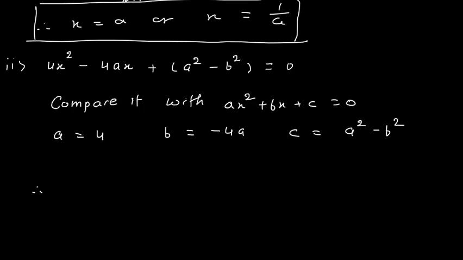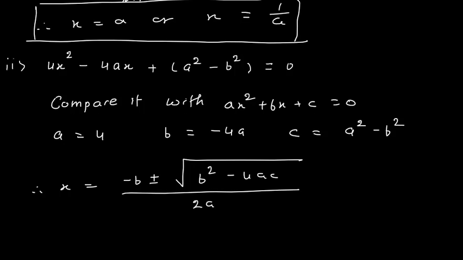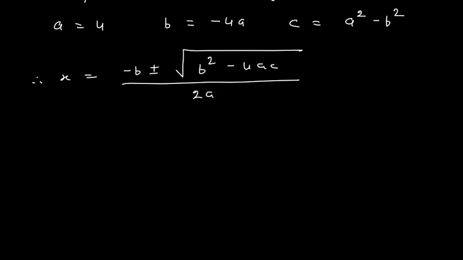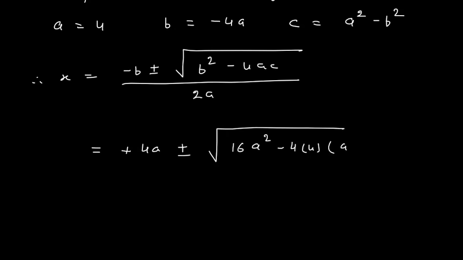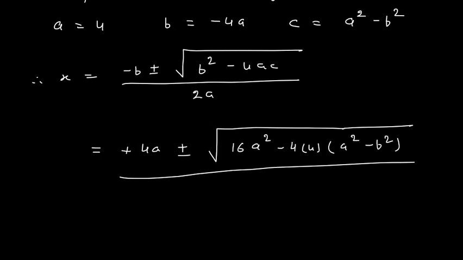So therefore x is equal to, the formula for x is minus b plus or minus root of b square minus 4ac and whole divided by 2a. So here I have minus minus, it will become plus 4a plus or minus root of b square, so it is 16a square, minus 4, the value of a is 4 and the value of c is a square minus b square, and whole divided by 2a.